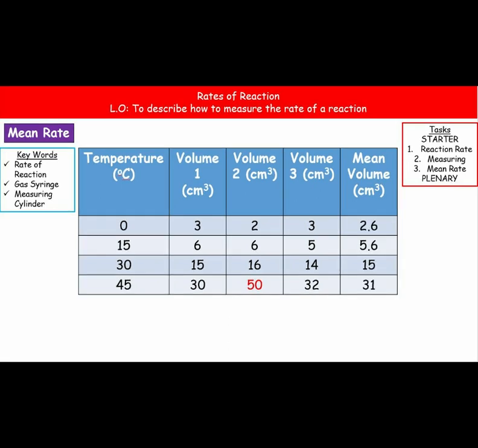Okay, let's double check that we got all those means correctly calculated. For 0, we should have had 2.6, then 5.6 for 15, 15 for 30 degrees Celsius, and finally 31 for our 45 degrees Celsius. So add them up, obviously give yourself a score out of 4 for that for me in your books.